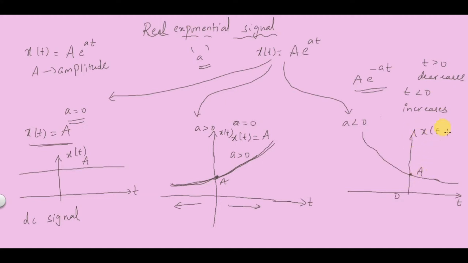So this is your x of t for a less than 0, the opposite case of a greater than 0. Here, for t greater than 0 it decreases exponentially, and for t less than 0 it increases exponentially. And when a is 0 it is a constant, which is a DC signal. So this is about the real exponential signal.